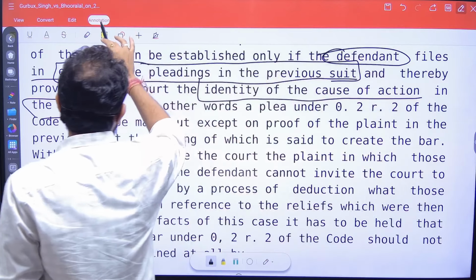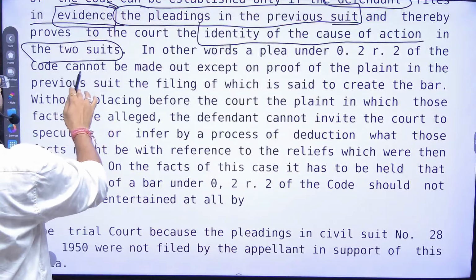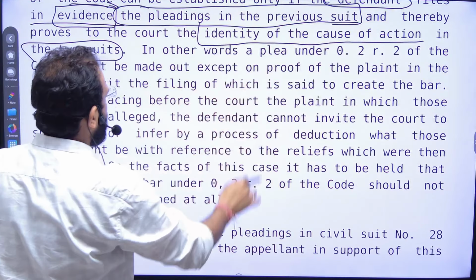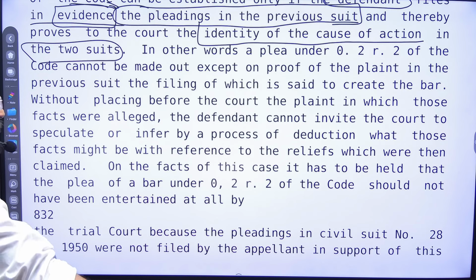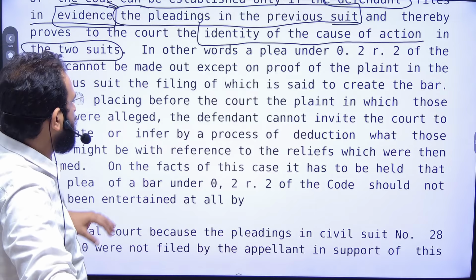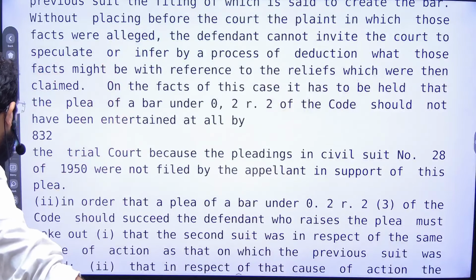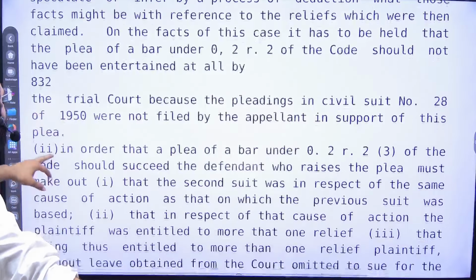In other words, the plea of Order 2 Rule 2 of the Code cannot be made out except on the proof of the plaint in the previous suit, the filing of which is said to create a bar. Without placing before the court the plaint in which those facts were alleged, the defendant cannot invite the court to speculate or infer by the process of deduction what those facts might be with reference to the reliefs which were then claimed. So without producing the plaint of the former suit, the court cannot come to any conclusion. That is the point which is being stated over here.